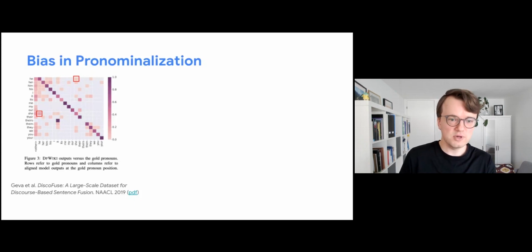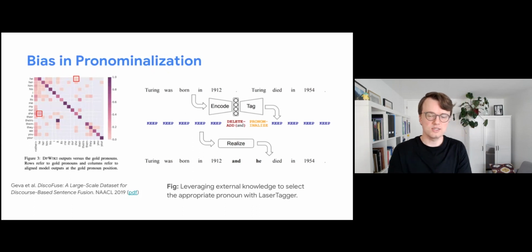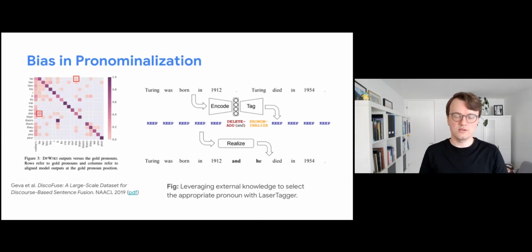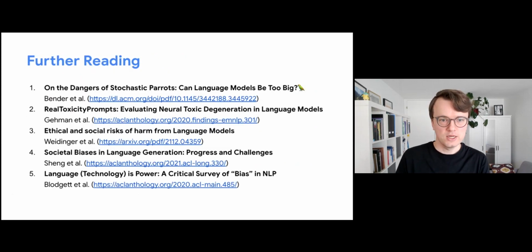How do you avoid this kind of bias? Well, one thing I mentioned already is that maybe you don't actually want to delegate the task of choosing the pronoun to the model, but just ask your model to choose whether it should produce a pronoun here, and then maybe you have some kind of external knowledge base where you can look up the gender of the person and then choose the right pronoun based on that. Just to give you one idea, but as I said, there's a lot of work going on here.